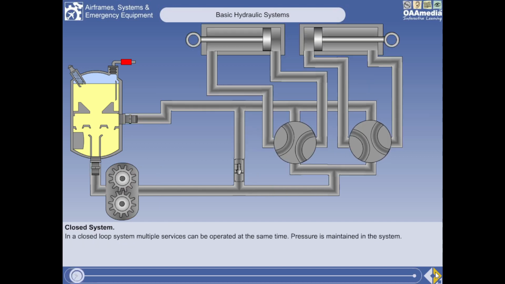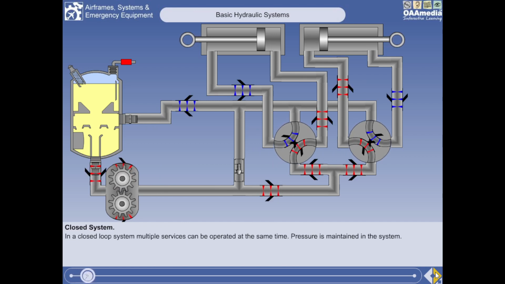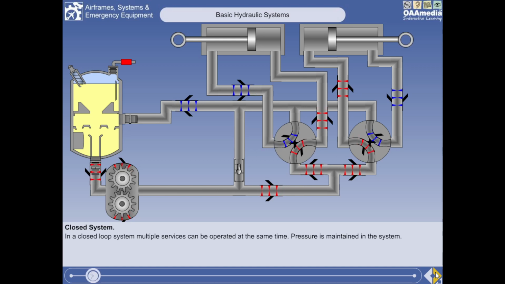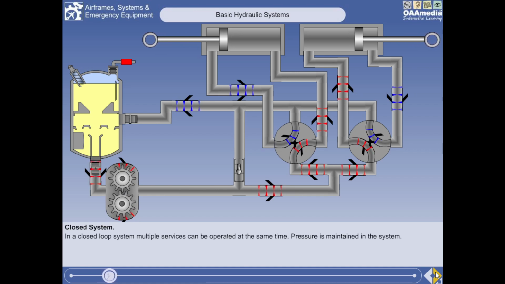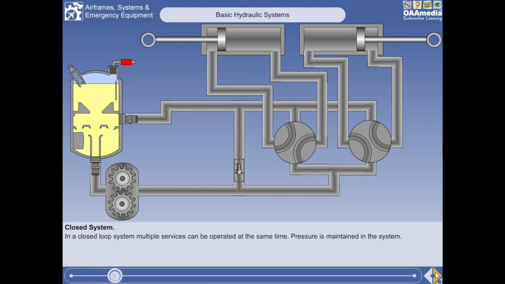The closed system is used on almost all larger aircraft. Its great advantage being that multiple services can be operated at the same time. Their use is only limited by the volume flow capacity of the pump. With this system, operating pressure is maintained in that part of the system which leads to the selector valves, and some method needs to be used to prevent overloading the pump.